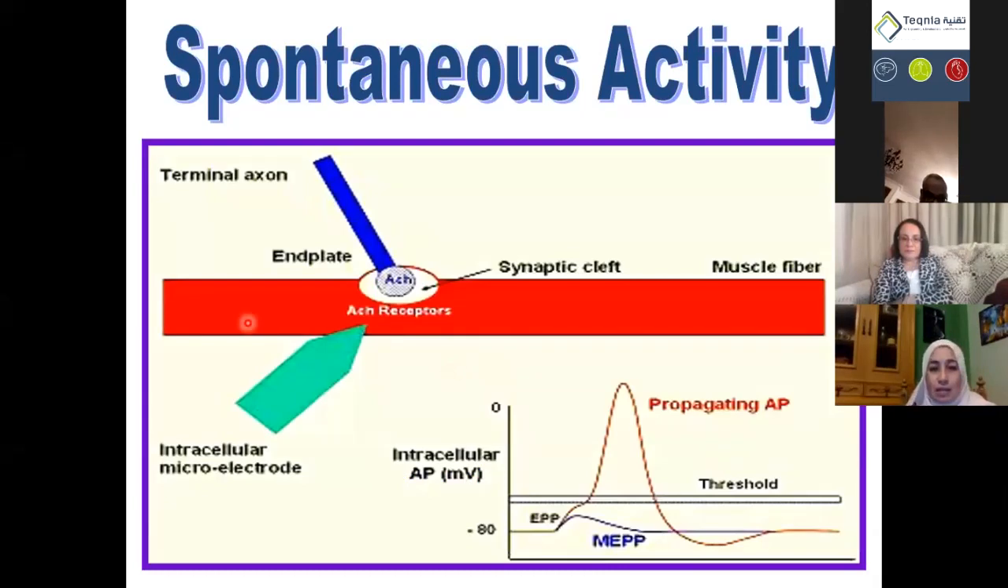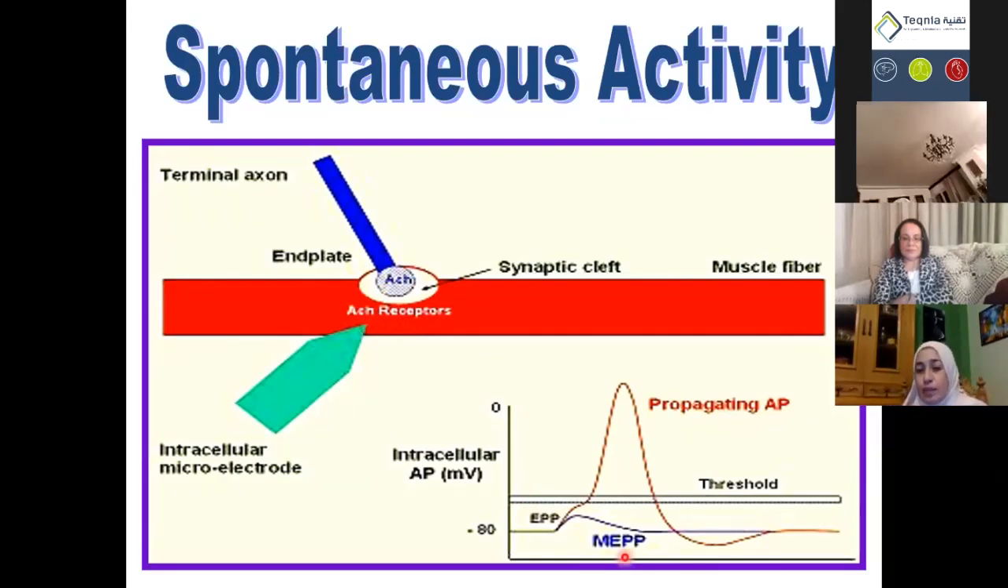Some basics again. This is a muscle fiber. This is the nerve twigs, and this is the neuromuscular junction or synaptic cleft, and this is the recording electrode. As you see, the recording electrode is outside the cell. Depolarization occurs here, and I am recording the extracellular fluids. Due to puncture of the muscle fiber at the end plate by the electrode, miniature end plate potentials are produced. These miniature end plate potentials are not propagated, so they are only localized to the end plate site.